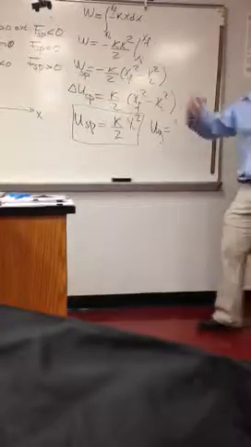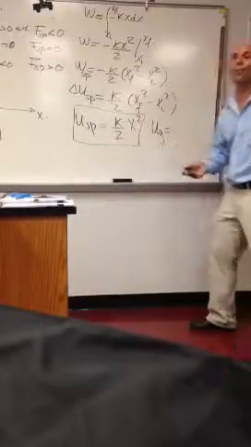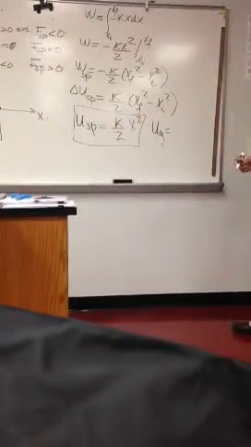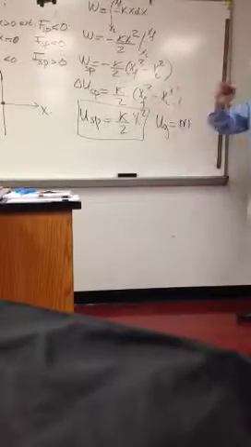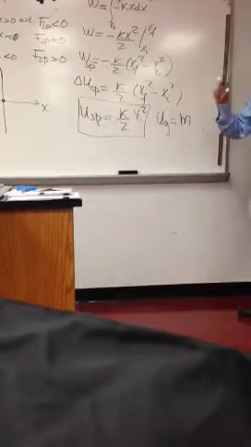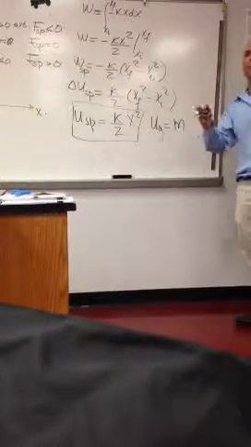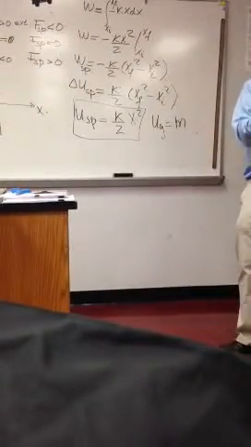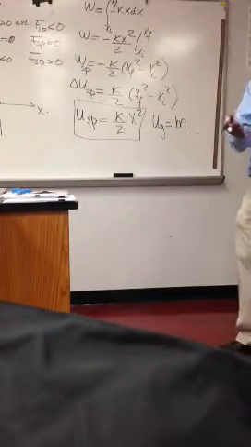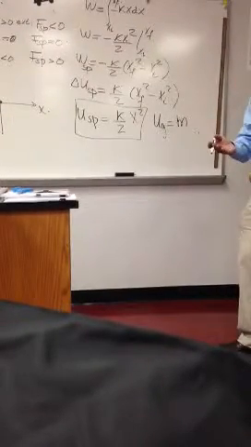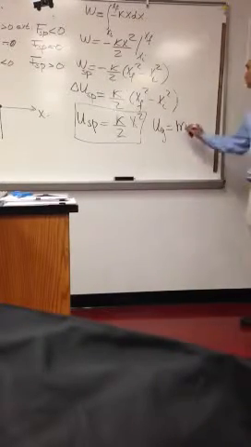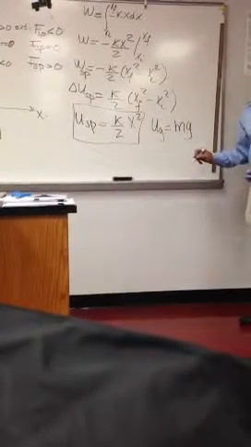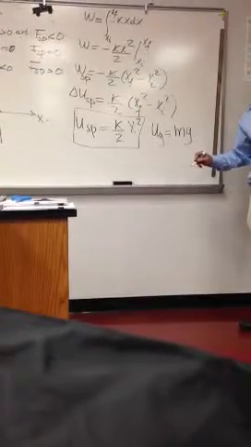mg delta y. But if y initial is zero, what will be the formula for potential energy gravitational? mgy with respect to zero. That's the only thing that we can say for potential energy at a point, because it has to be between two points. But if you say potential energy at a point, it has to be with respect to the zero configuration. Otherwise, it doesn't have meaning. So mgy, or sometimes you will see mgh.